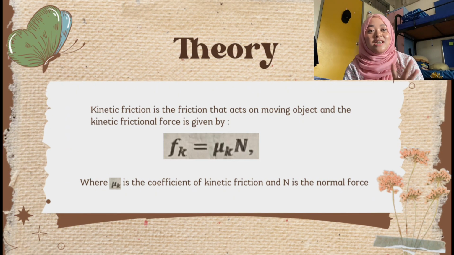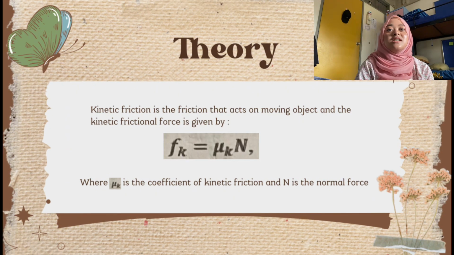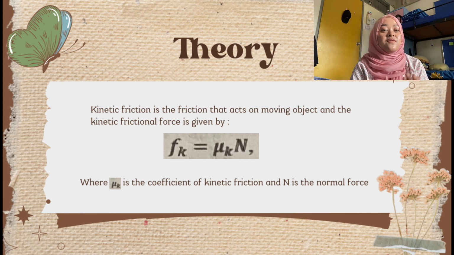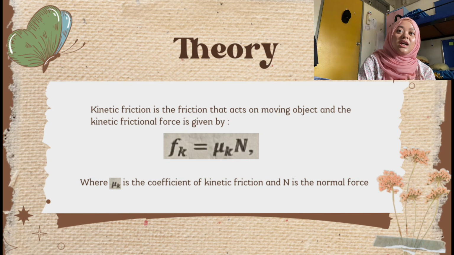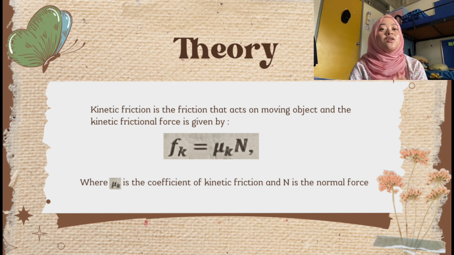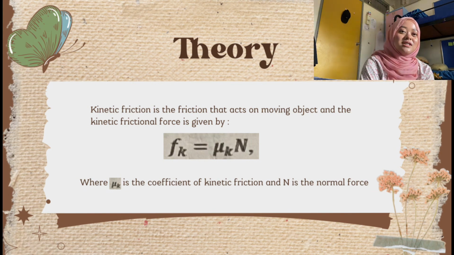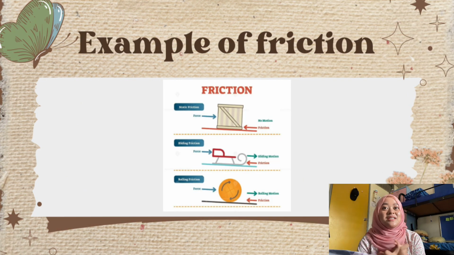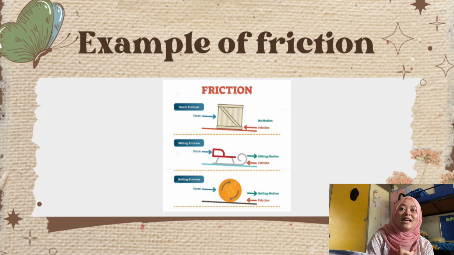The third theory is kinetic friction. Kinetic friction is the friction that acts on a moving object, and the kinetic friction force is given by the formula: kinetic friction equals the coefficient of kinetic friction times the normal force. First, static friction. Second, sliding friction. And third, rolling friction.